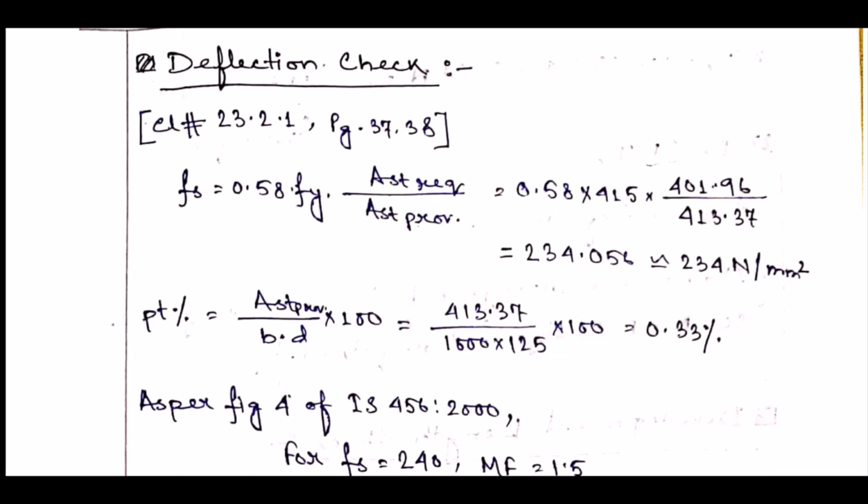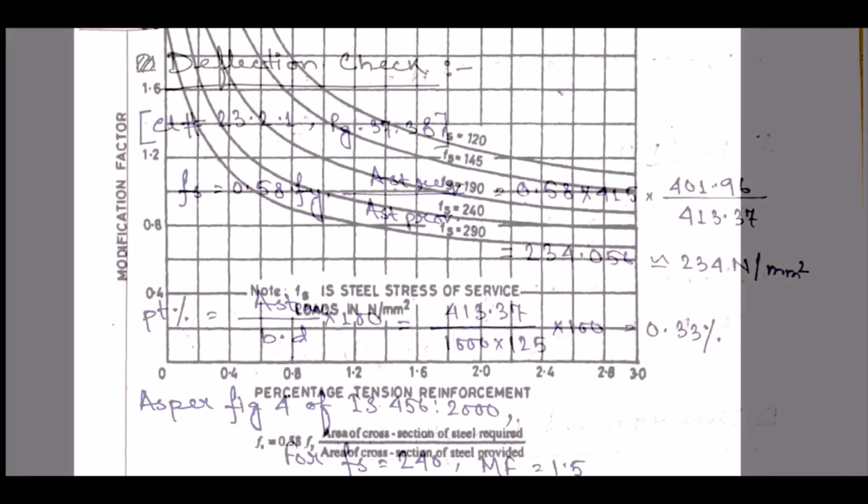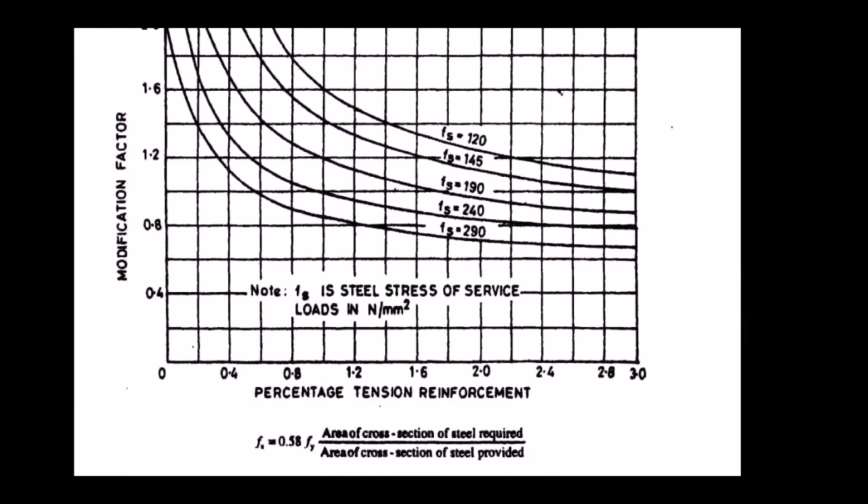We know that to find out the modification factor from figure 4 of IS 456 2000, we have to know two values, that is the Fs value and the percentage of steel. From these two values we have to find out the value of the modification factor. So let's go to figure 4. You can see on your screen figure 4 of IS 456 2000.